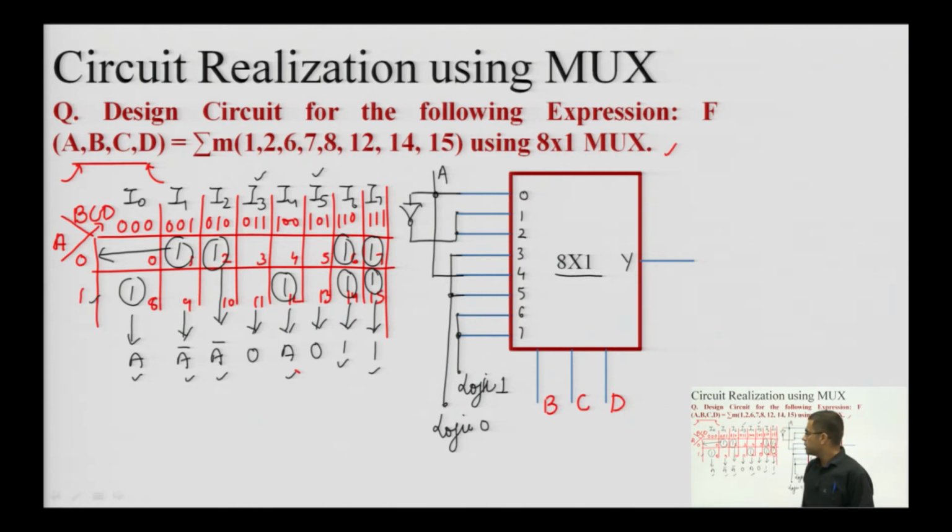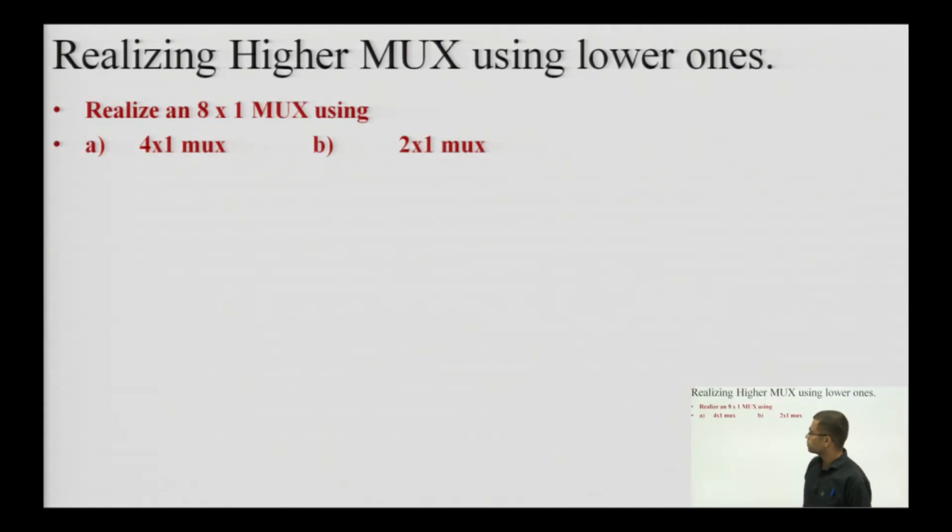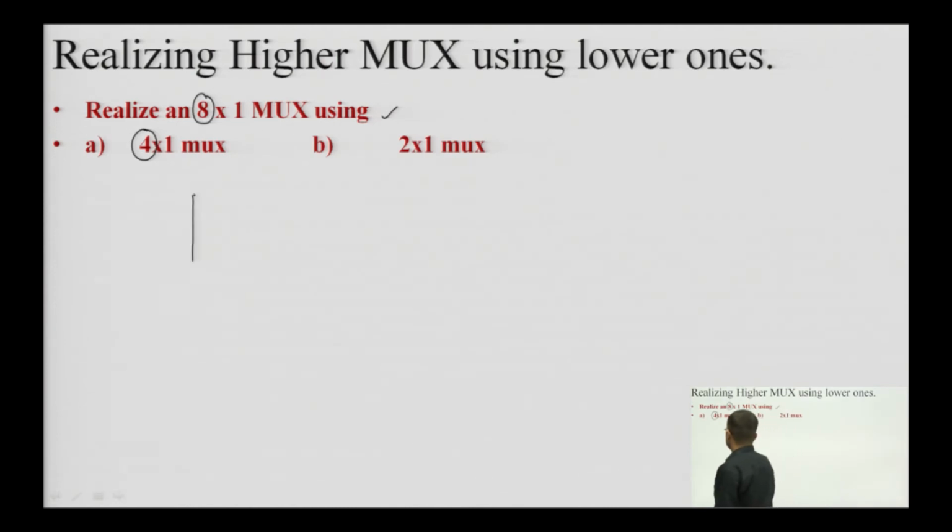Okay. Now, let us come to the realization of higher size multiplexer using lower size multiplexers. So, we are asked to realize an 8 cross 1 multiplexer using 4 cross 1 multiplexer and 2 cross 1 multiplexer. So, we can choose any one. To realize this, first we have to complete the number of inputs. There are 8 inputs and 4 inputs. That means, minimum 2 4 cross 1 multiplexers are going to be used. So, I am using 2 4 cross 1 multiplexers.